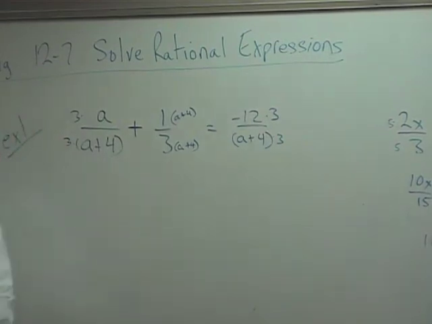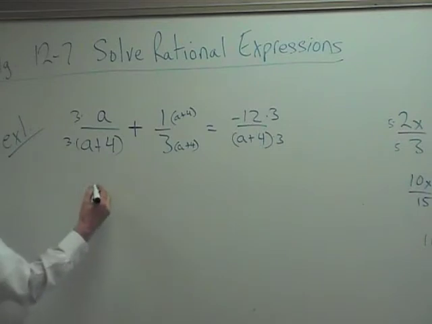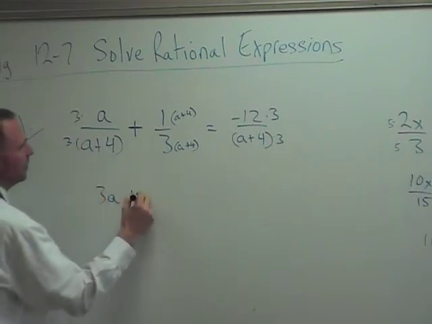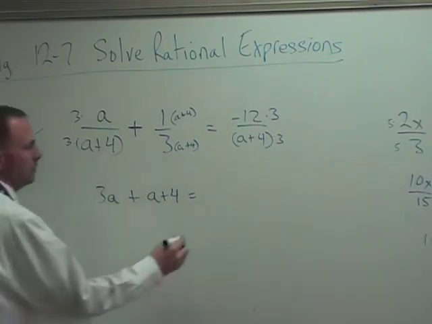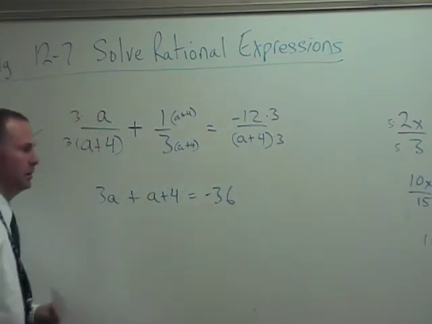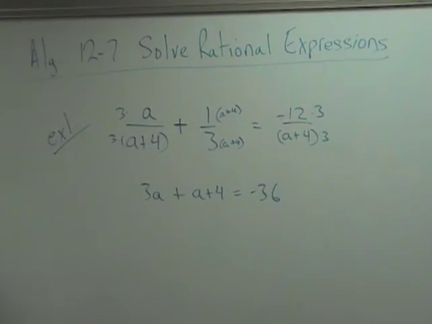Okay, now that the denominators are going to be the same, just get rid of them. So we have 3a plus a plus 4 equals negative 36.